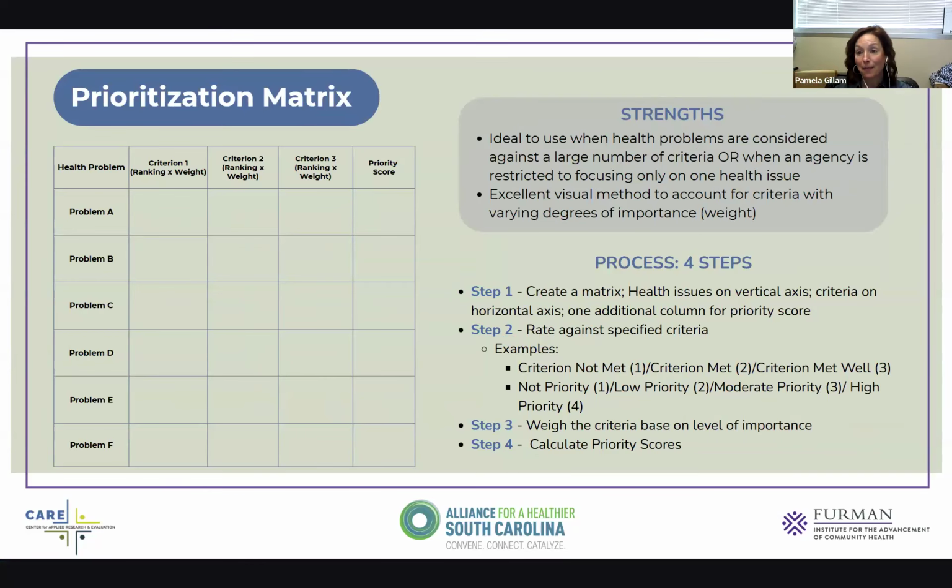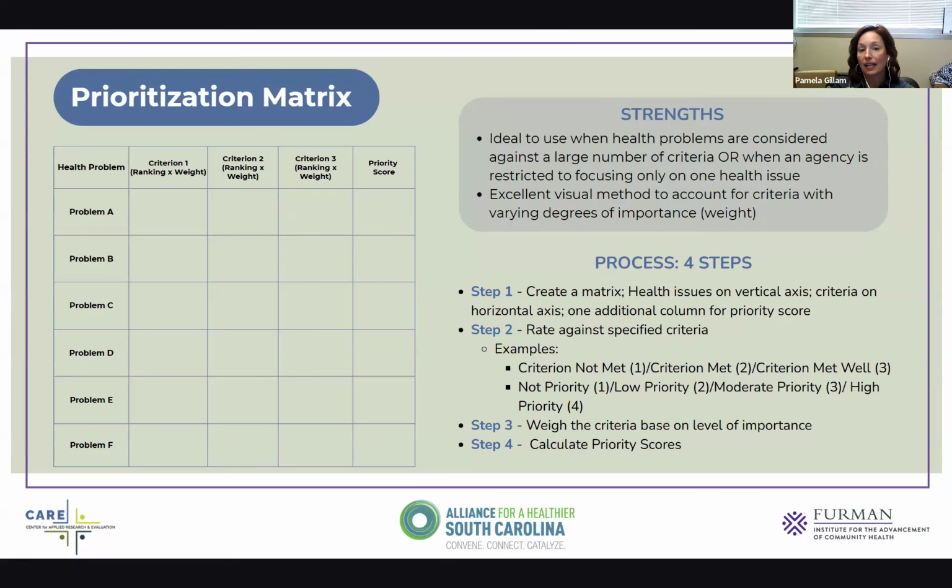Now, this one is very common. It's really ideal to use if you have a large number of criteria. I couldn't put a table on here with all of the different criteria you could use, but this is just to give you a template of what you would use to do it. And I'm going to show you an actual example where I've used the prioritization matrix with a group.